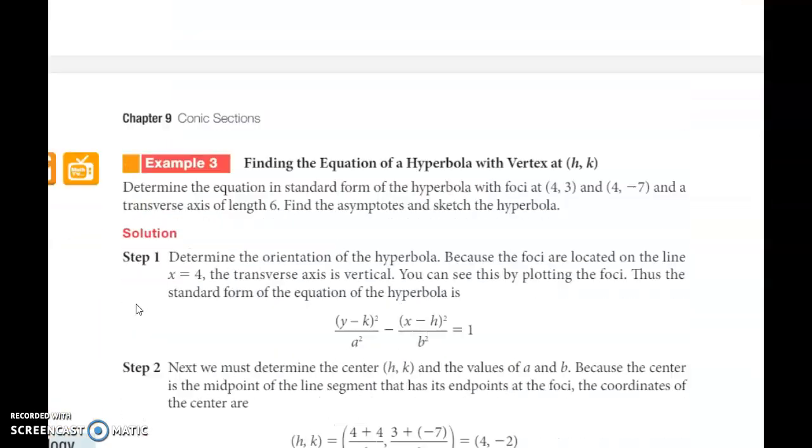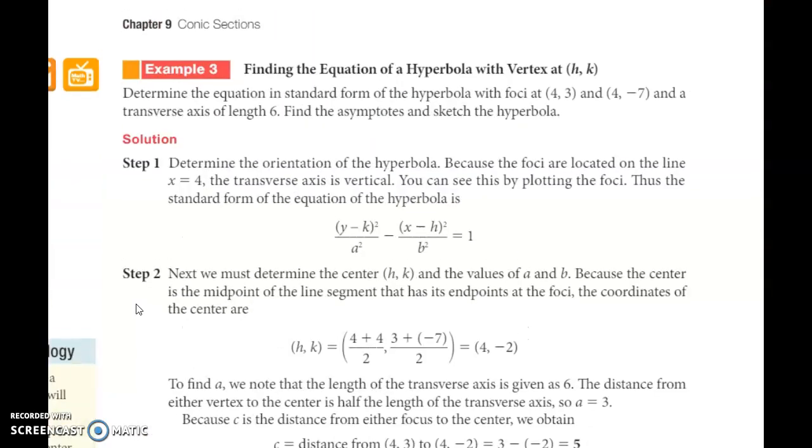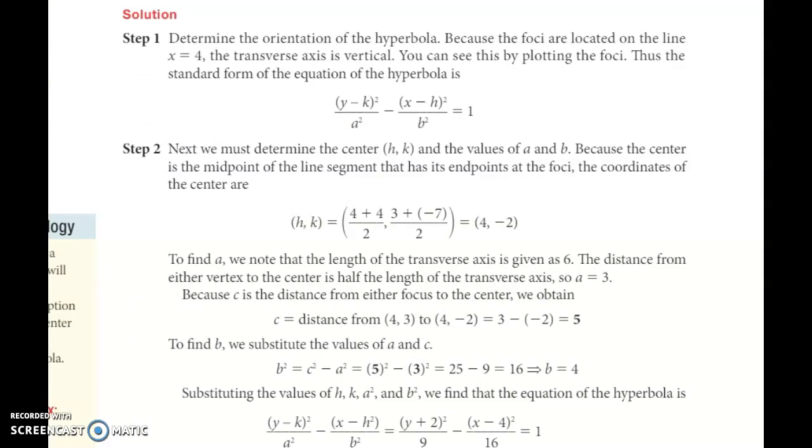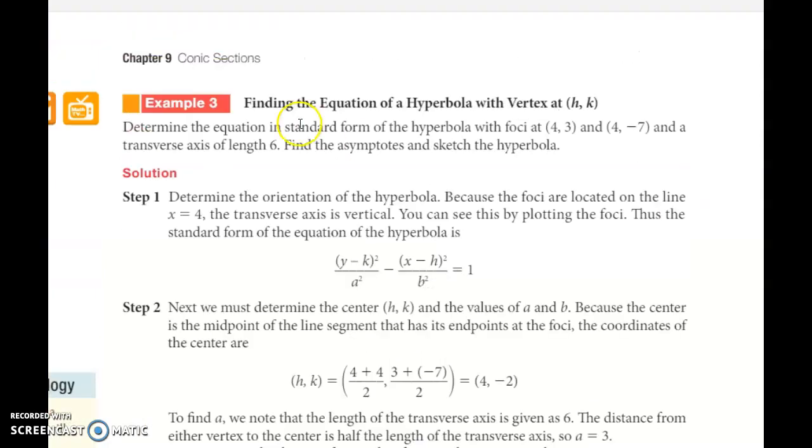All right, let's see. Find the equation of the hyperbola with a vertex. Here they're going through the motions. They start out with the foci at (4, 3) and (4, negative 7), and a transverse axis of length 6.